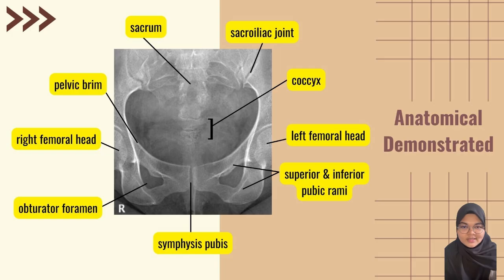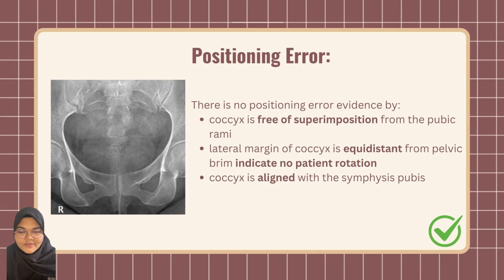So now we're going to take a look at the first radiograph. Here we can see the anatomy demonstrated, which are the sacrum, sacroiliac joint, coccyx, superior pubic rami, inferior pubic rami, symphysis pubis, obturator foramen, femoral head, and the last one, the pelvic brim. In this radiograph, there is no positioning error, evident by the coccyx being free from superimposition of pubic rami. The lateral margin of the coccyx is equidistant from the pelvic brim on both sides, indicating the patient has no rotation, and the coccyx is aligned with the symphysis pubis.